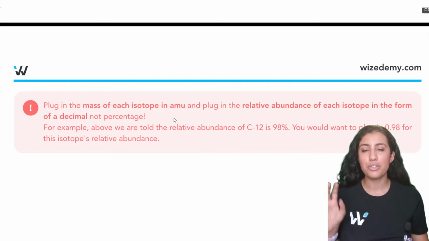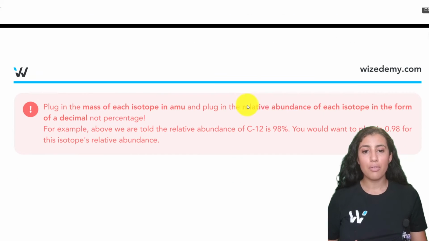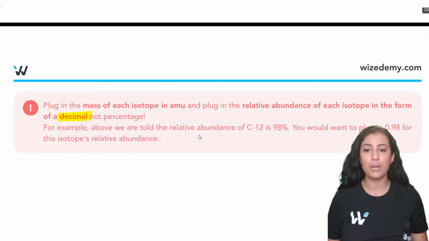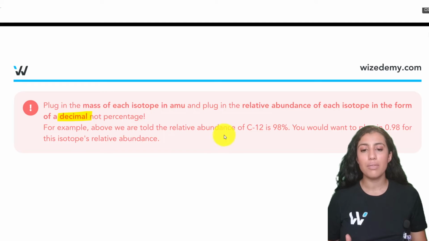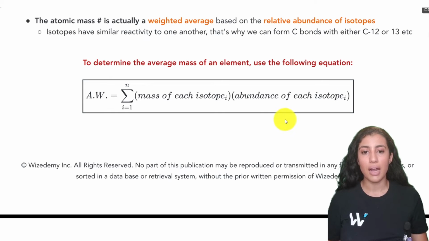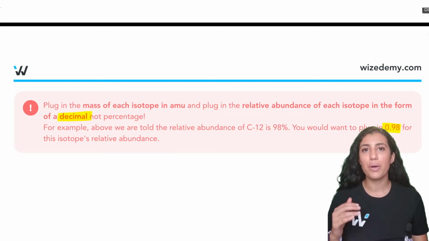Now, one thing I just wanted you guys to watch out for on exams when you're doing these calculations is that we are plugging in the mass of each isotope here, but for the abundance of each isotope, make sure that you're plugging in these values in their decimal forms, not percentages. So for example, above, we were told that the relative abundance of carbon 12, or this is another way of writing carbon with a mass of 12, that particular isotope, is 98%. So we don't want to plug in 98 as an abundance. Instead, this would be the correct way of writing that. And we're about to see that soon in some calculations, so we'll have a chance to practice that.